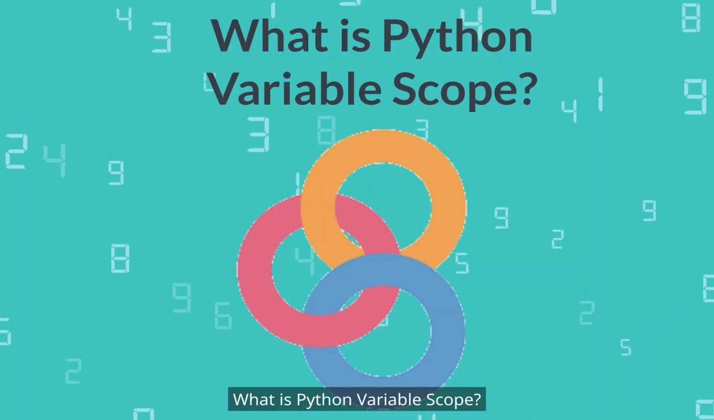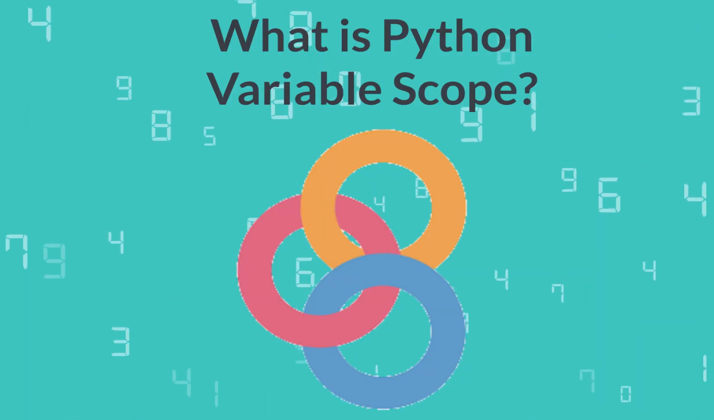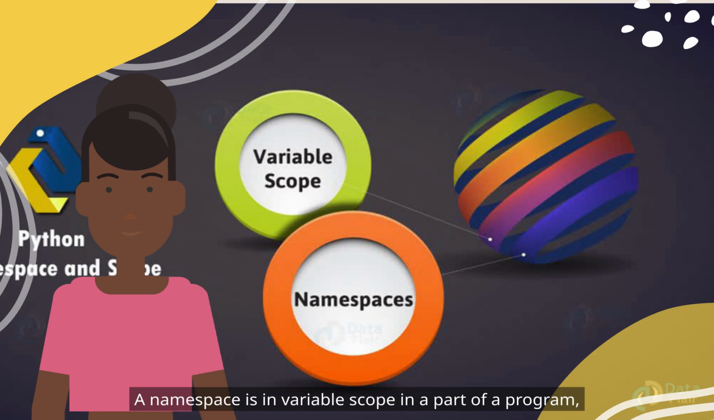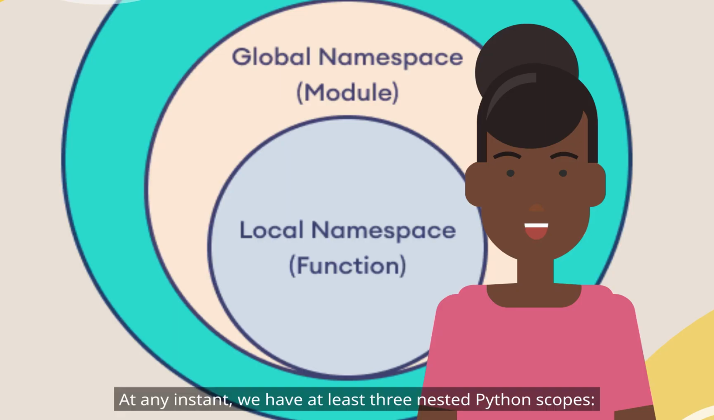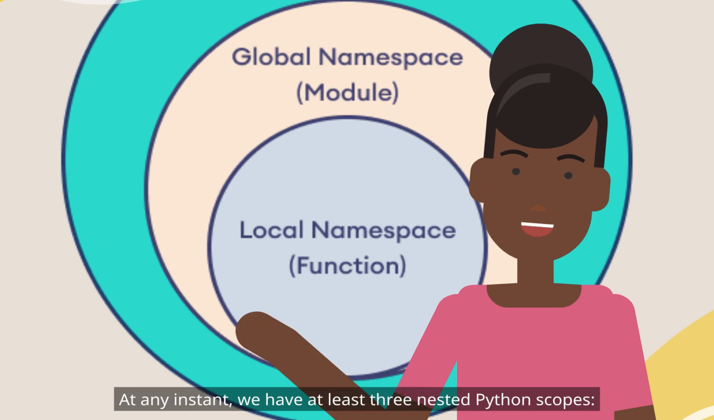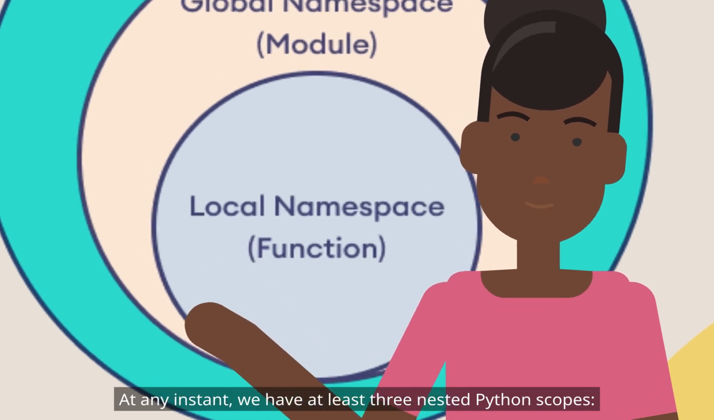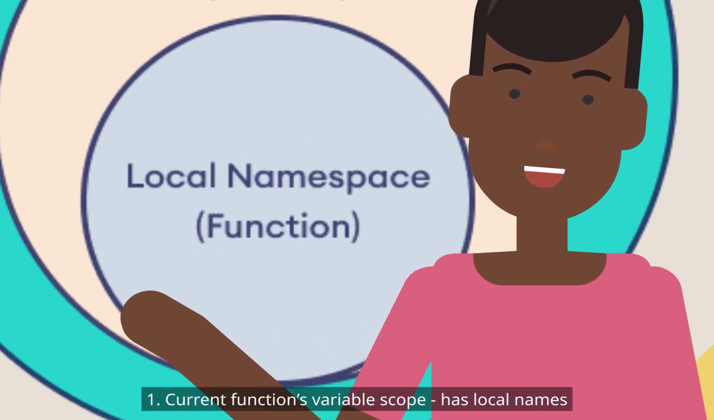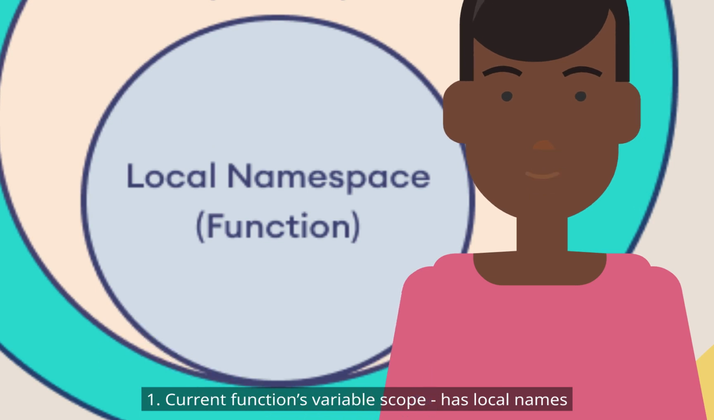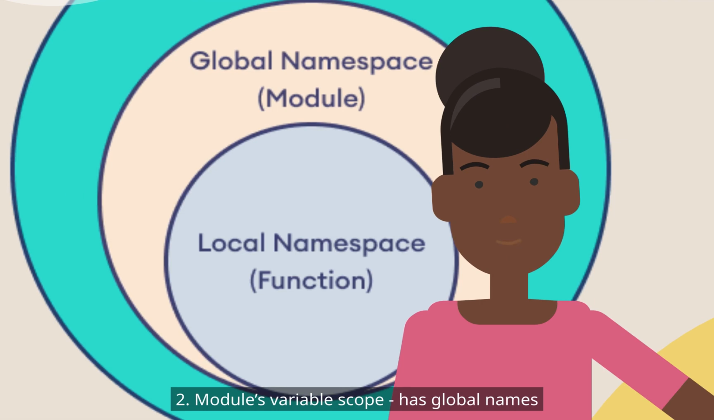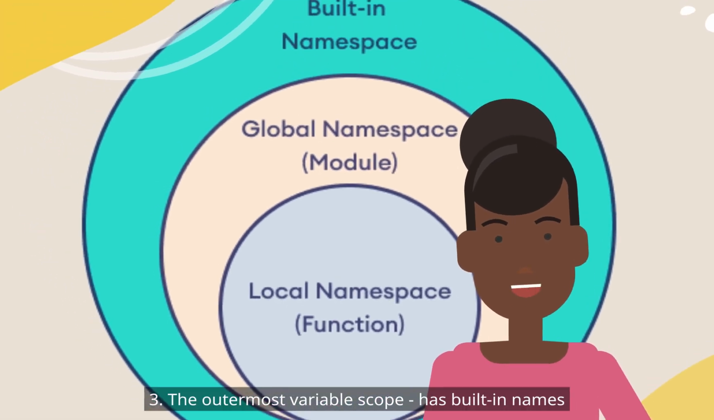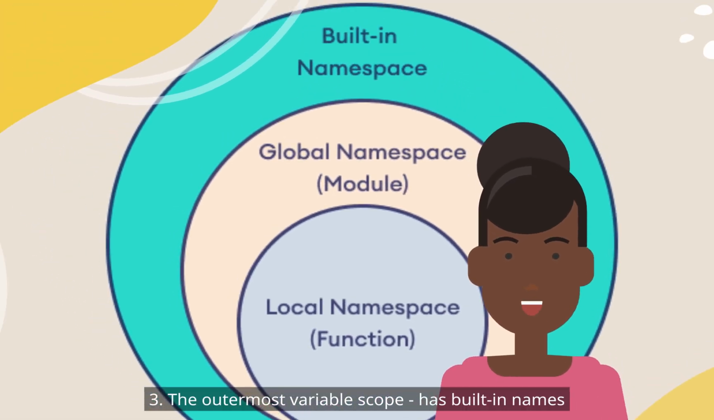What is Python variable scope? A namespace is in variable scope in a part of a program if it lets you access the Python namespace without having to use a prefix. At any instant, we have at least 3 nested Python scopes. 1. The current function's variable scope has local names. 2. The module's variable scope has global names. 3. The outermost variable scope has built-in names.